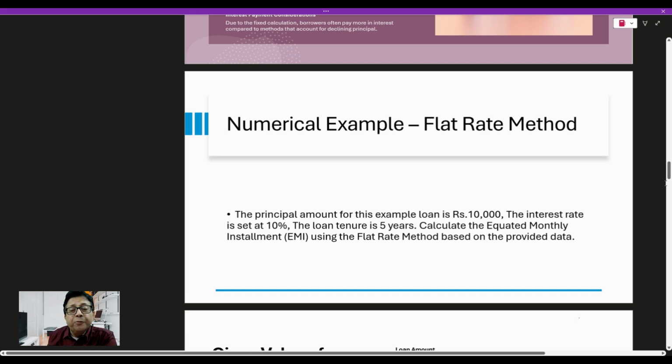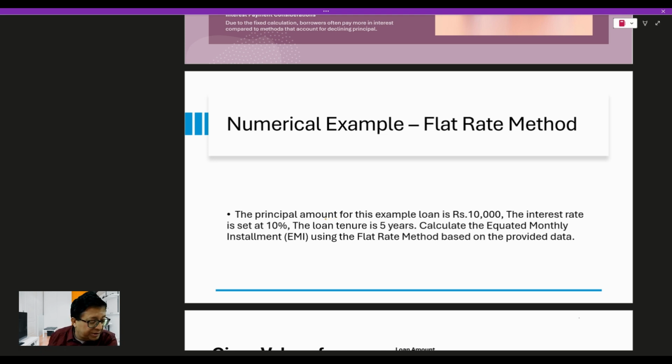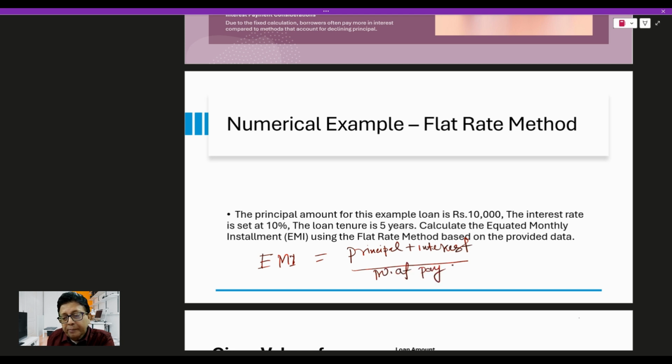So let me tell you the formula you are going to apply for this. So here EMI will be calculated based on this formula: EMI will be equal to principal you have borrowed plus interest, divided by the number of payments.